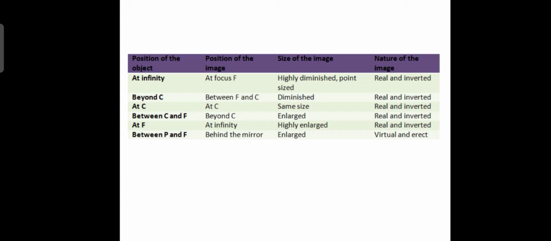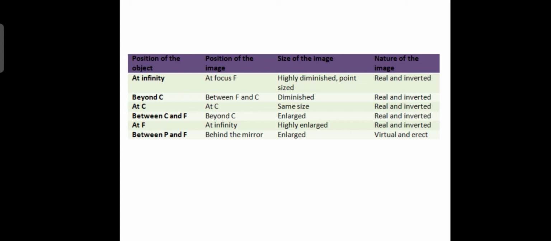In this table it has been given that when we place the object at infinity, beyond C, at C, then between C and F, then at F and between P and F, the position of the object is changing, so you can see the position of the image formed is also changing. And you can see there are different sizes of the image. Some of the images are highly diminished and point sized, some are of the same size, and some are enlarged, some are highly enlarged. You can see that.